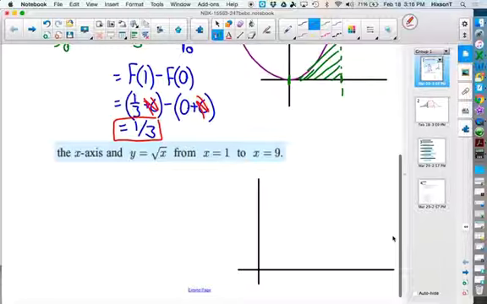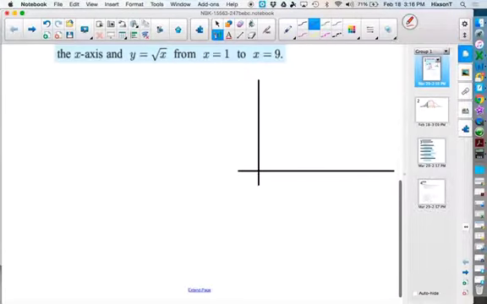All right. So then, let's take a look at this one here. Again, we're going to sketch it, but we want the integral from 1 to 9 of the square root of x. I'm going to rewrite that as x to the 1/2 with respect to x. Okay? Now again, I'm going to sketch this.